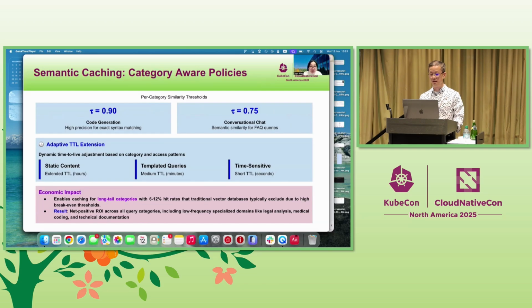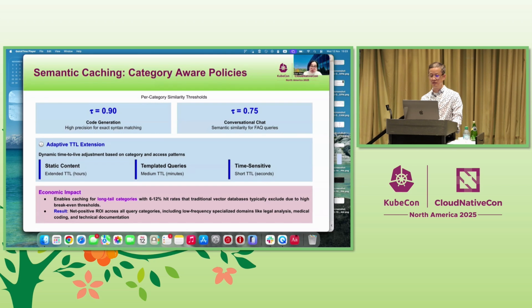Now categories with only a 6 or 12% hit rate, like those specialized legal or medical queries, become net positive for caching. We then use category-aware policies to fine-tune this. For example, code generation needs a very tight similarity threshold. We can set it as high as 0.9 to avoid false positives. But for conversational chat, we can use a looser 0.75 to catch paraphrases. We also adapt the time to live based on the content's freshness needs. This fine-grained control ensures we get a positive return across all query categories, not just the high-frequency ones.